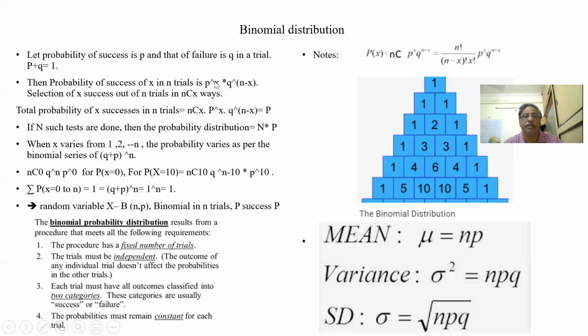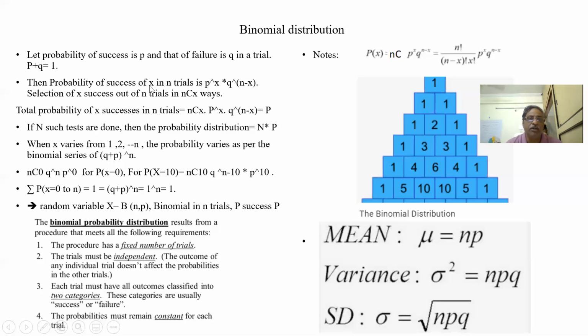0.5 to the power of n, 1 by 2. No, it's not 0.2, it is 1 by 2. Okay, 0.5. So now, if it is p and q, then the probability of getting x successes in n trials is p to the power of x into q to the power of n minus x.